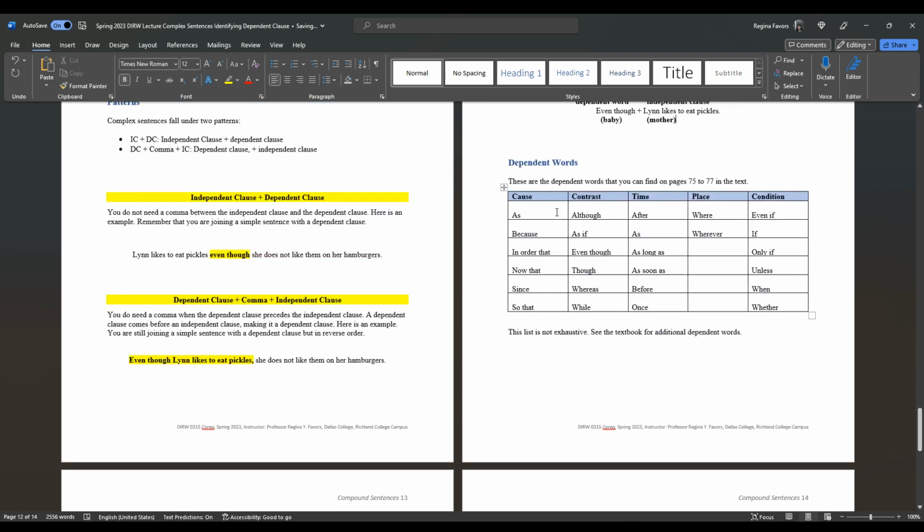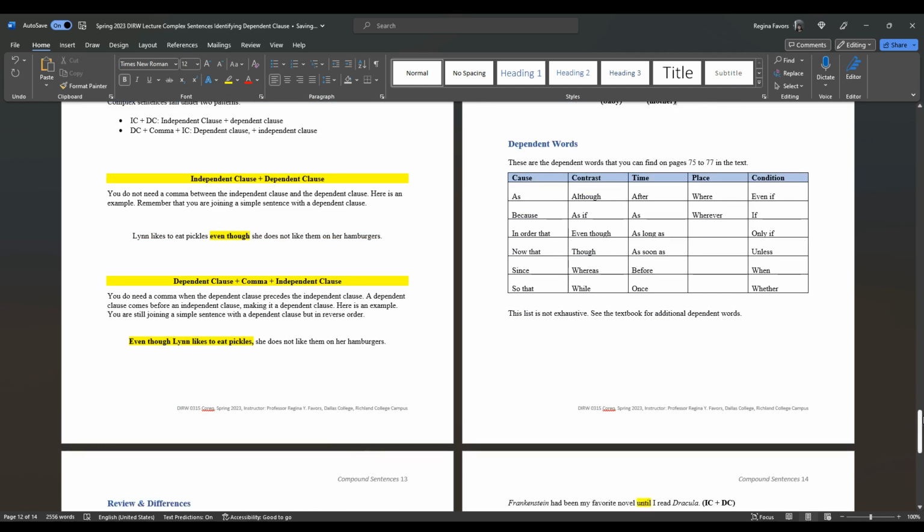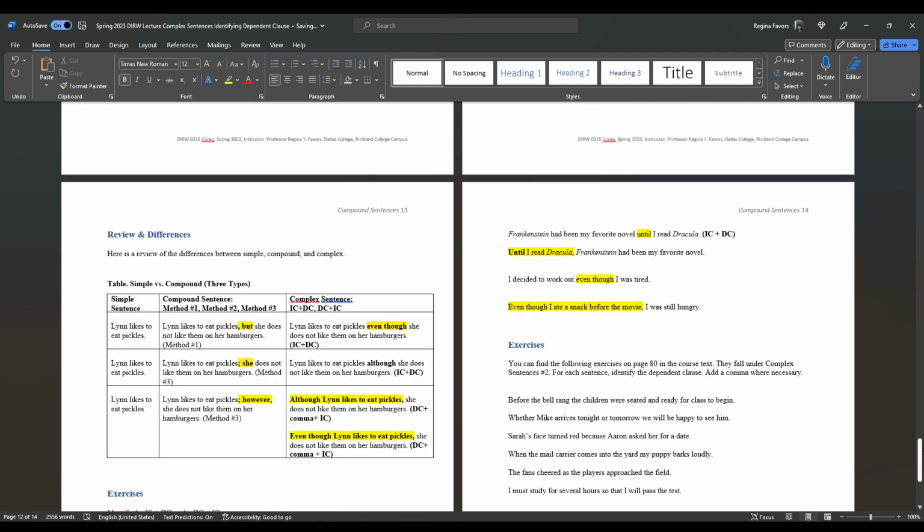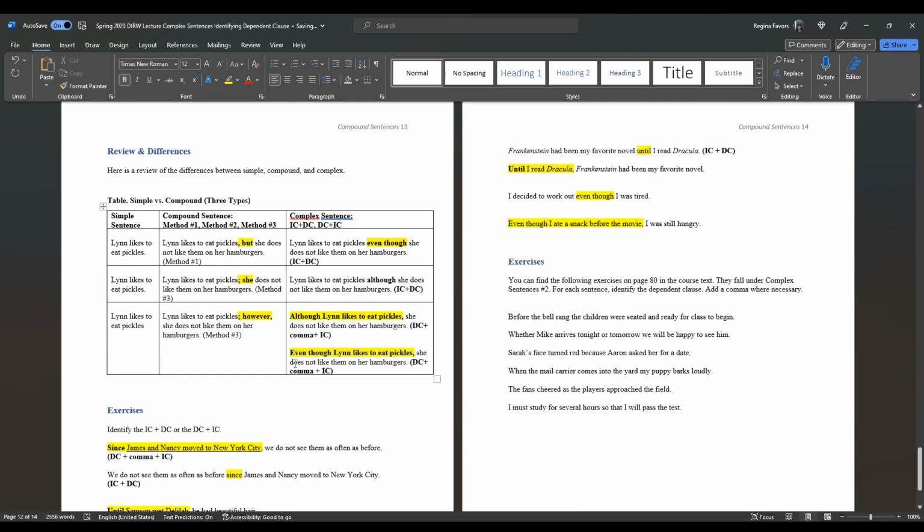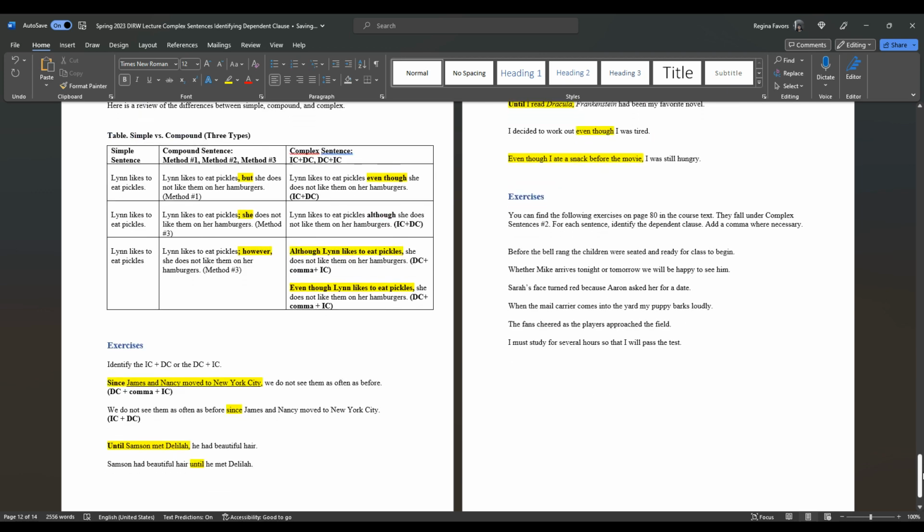So we have sample dependent words, and you have more in the course text. Okay, and then reviewing the differences. So we have simple versus compound sentences, where you combine two simple sentences to make a compound sentence using three methods. And then we have the complex sentence, where you are adding an independent clause with a dependent clause, and there are two methods for it. Okay, so we have the examples here.